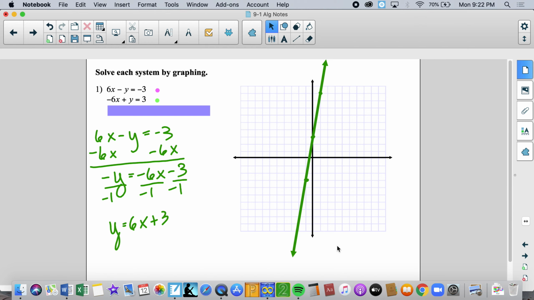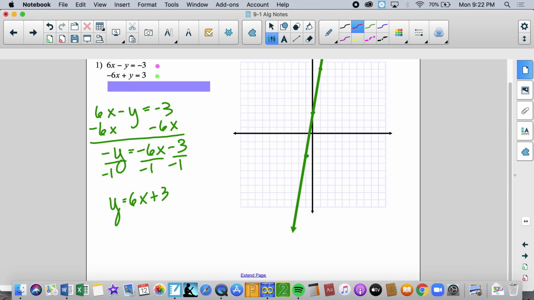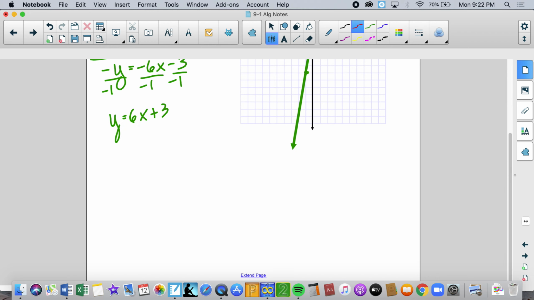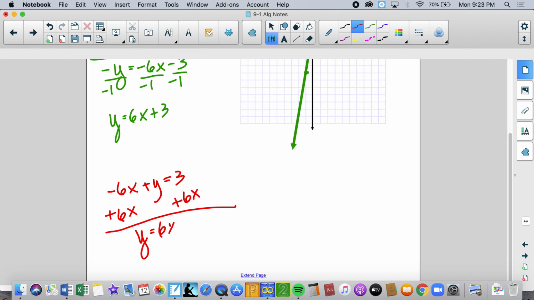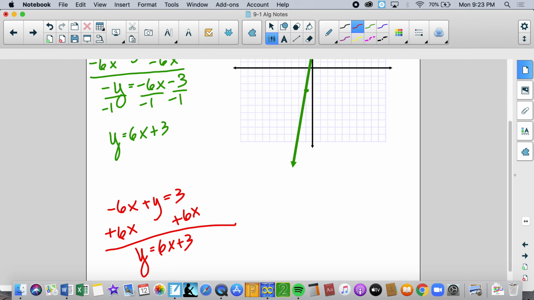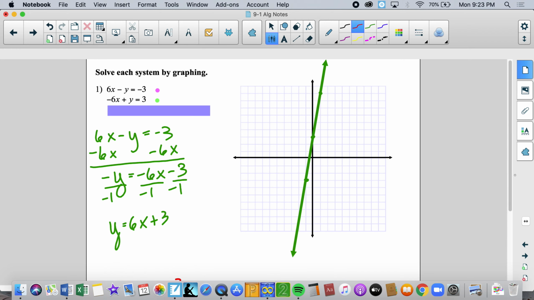Now let's take my other equation. You have -6x plus y equals 3. We're going to isolate for y, so we're going to add 6x to both sides. We get y equals 6x plus 3. So my y-intercept is 3. I go up 3. My slope is 6, so I go up 6, right 1, or down 6, left 1.